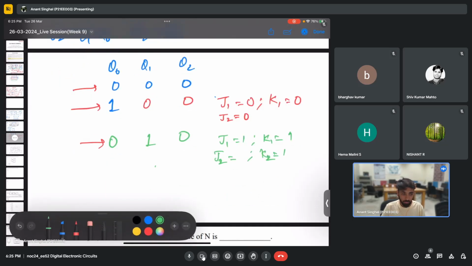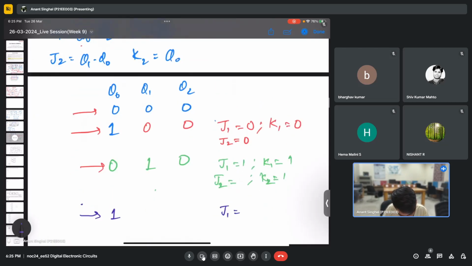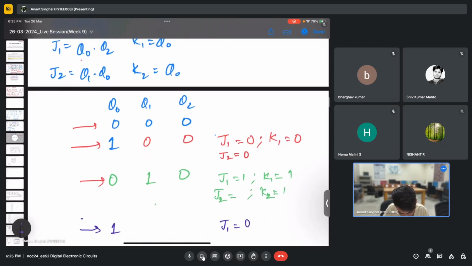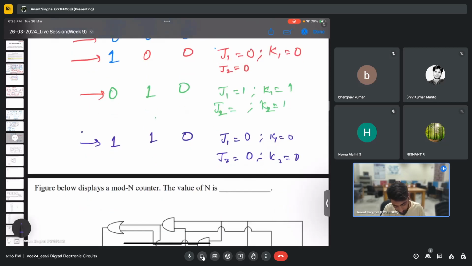So are these steps clear? Still, I will solve it further, but are these steps clear till now? Yes, sir. Fine, then. So I'll now calculate J1, that is Q naught Q2 bar. Q naught is 0, K naught is 0, so it will still remain the same. Then J2 is Q1 Q naught, that is 0, and K2 will be Q naught, that is also 0, so it will still remain 1, 1, 0.